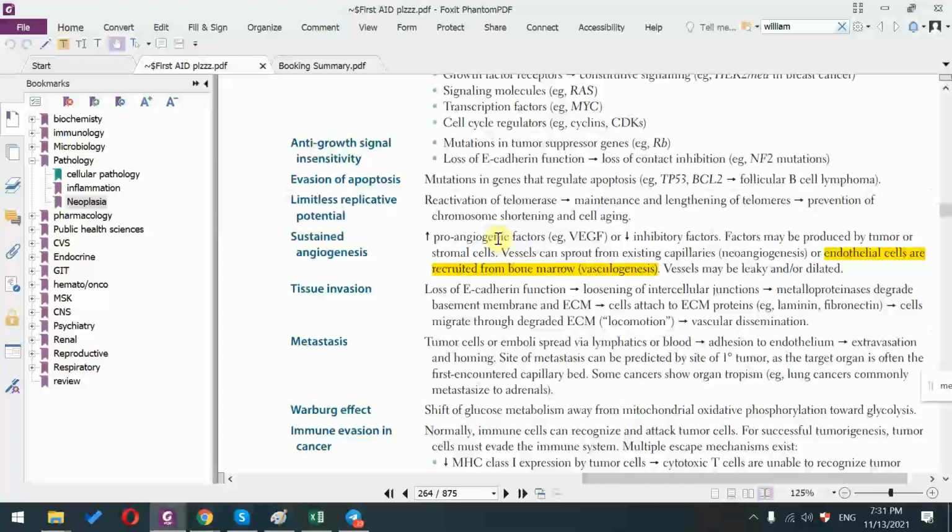So these factors may be produced by tumor or stromal cells. Vessels can sprout from existing capillaries in neoangiogenesis, or endothelial cells are recruited from bone marrow, which is basically vasculogenesis. So let's speak a little bit about this. If new vessels are being made to reach the tumor, we call it neoangiogenesis. Neo means new, angio means vessel, genesis is the making of new vessels. Exactly, that's why we make anti-angiogenic drugs. And guys, what does the word genesis mean? It's the process of making something.